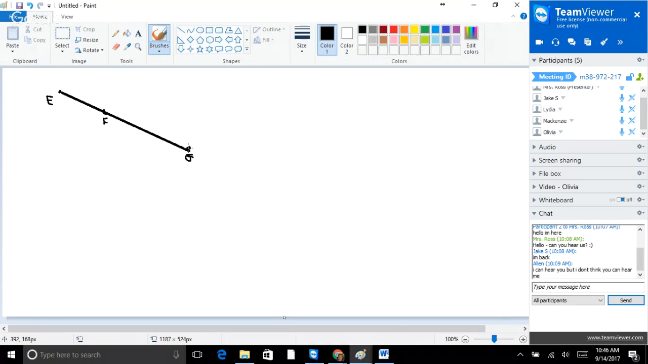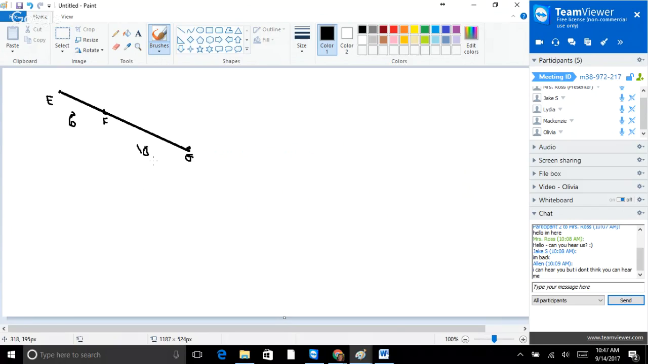Spoiler alert for Monday. Let's start off with something really easy. This is 6. Let's say that this is 10. We don't know what it is right now, okay? The length from E to F is 6 units, and the length from F to G is 10 units. What do you think the length from E to G is? It's not a trick question. It's 6 plus 10. It's 16. That's what we're going to learn on Monday, so be prepared.